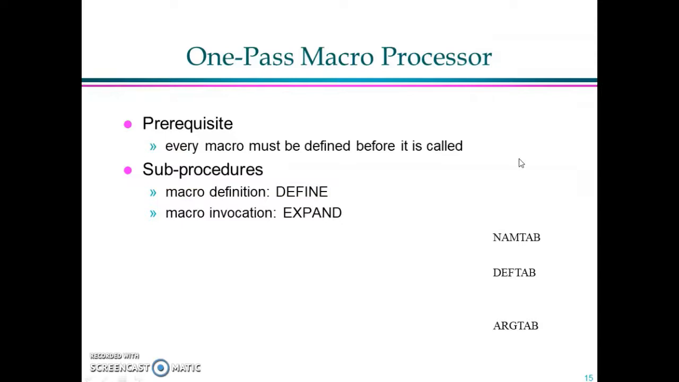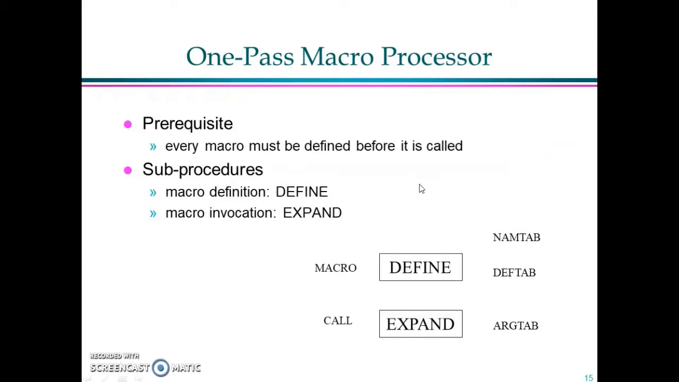So, starting with the algorithm, the one pass macroprocessor. In the case of a one pass macroprocessor, the main requirement is that every macro must be defined before it is called. So it makes use of two procedures, define and expand. As we have said, the data structures used are nametab, deftab and argtab. They will be used inside two procedures, define and expand. Process line will be the main procedure by which the macroprocessor processes each and every line.